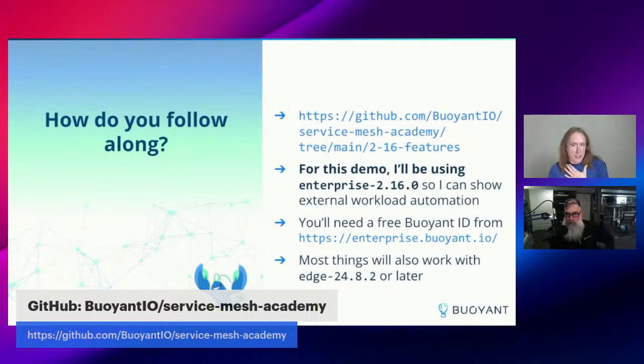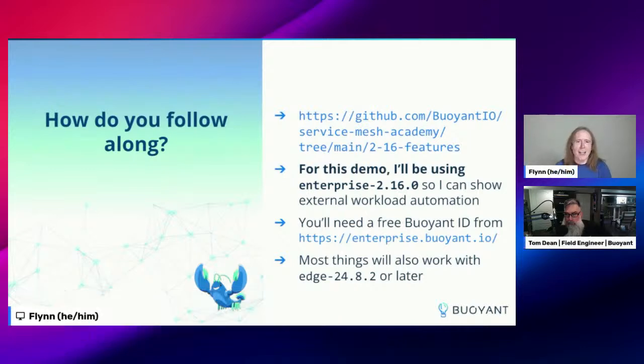I will be running this on Enterprise 2.16.0, the aforementioned most incredibly stable, smooth release that we've had in quite some time, because I want to show you external workload automation. Most of the demo will work with Edge 24.8.2 or later. External workload auth will not. And I'm sure there are a couple other things lurking in here that won't work, but most of it will if you decide you want to go with the Edge release for this.